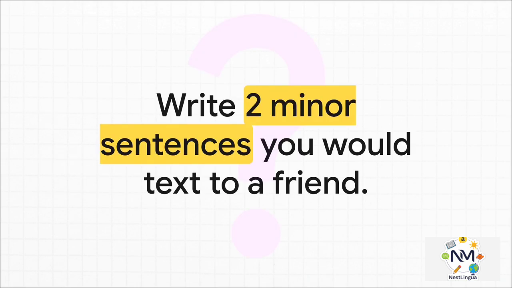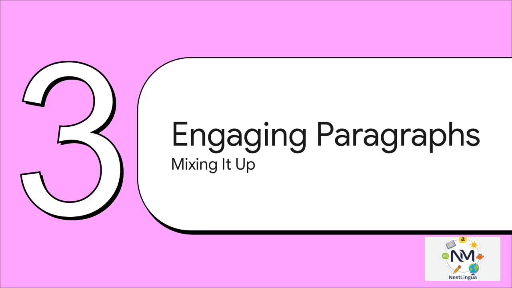Time for another quick practice round. Just pause for a second and write down two minor sentences you would actually text to a friend. This is all about getting a feel for that natural, quick-fire rhythm they have. So we've got these individual tools now, right? The long, complex ones and the short, punchy ones. But the real magic, the thing that makes writing sing, happens when you start mixing them together. Let's see how this works in a full paragraph, turning something repetitive into something with a great rhythm.